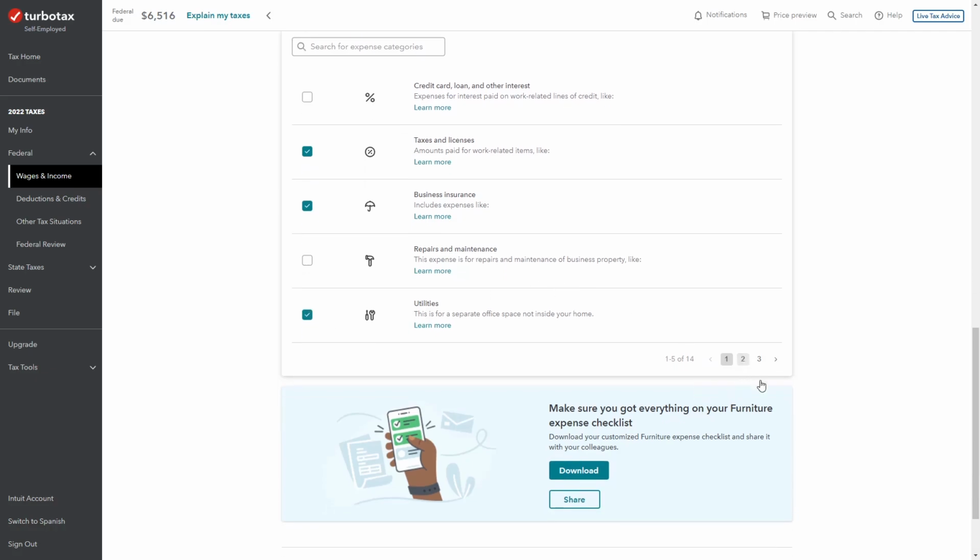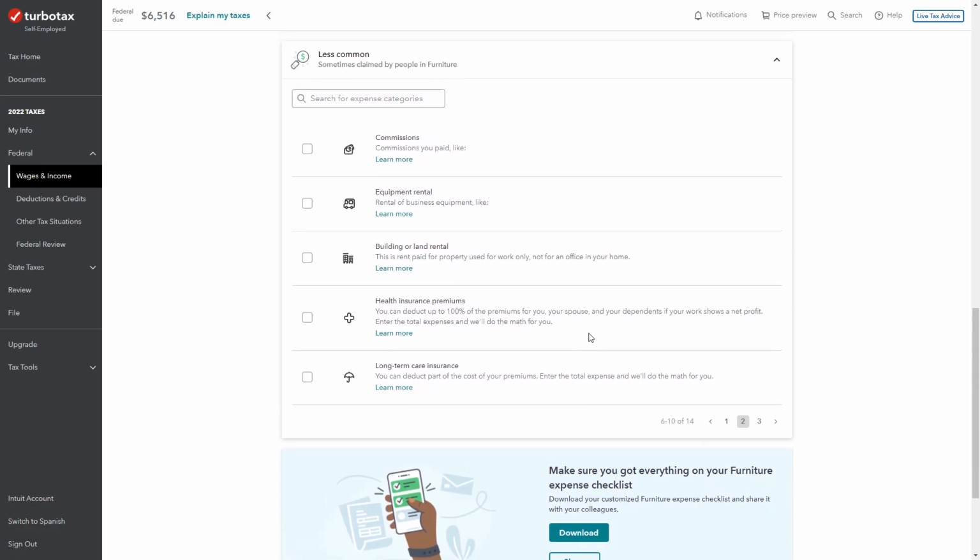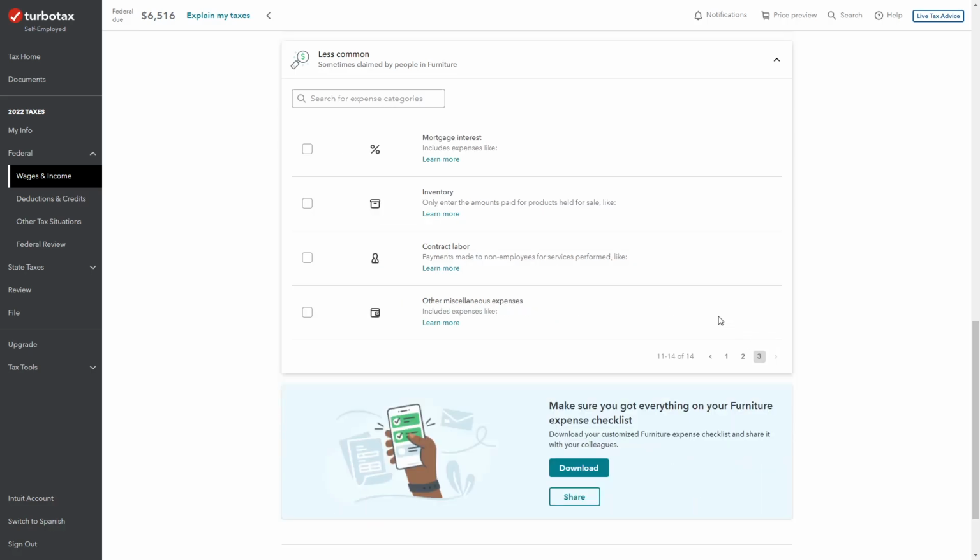So we're going to go ahead and click through to the next pages and see what else we might need. Definitely here we have building rental, right? We are renting a space. Health insurance, long-term insurance, nothing there needed. Inventory, yep, we do have some inventory. We do have contract labor payments, right? Contract labor payments to non-employees, so that's good there. And then other miscellaneous expenses.